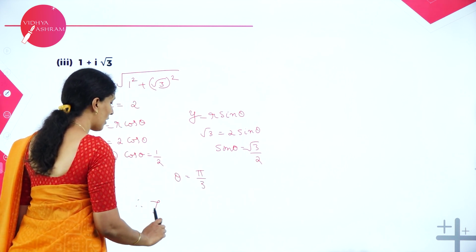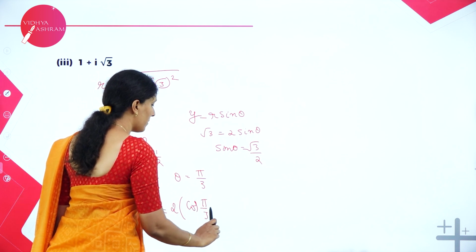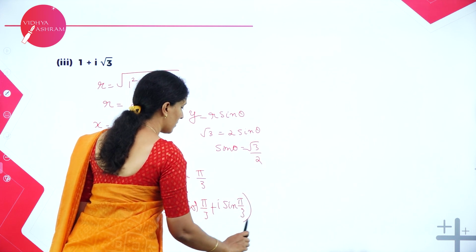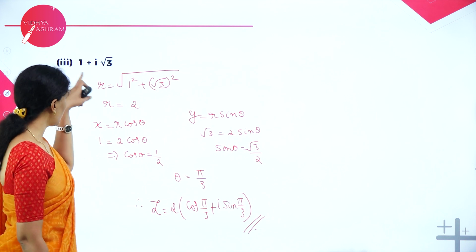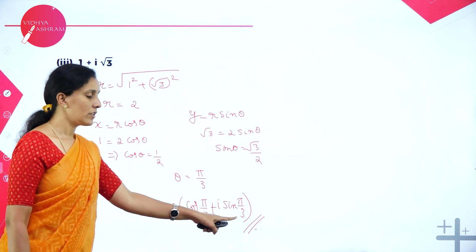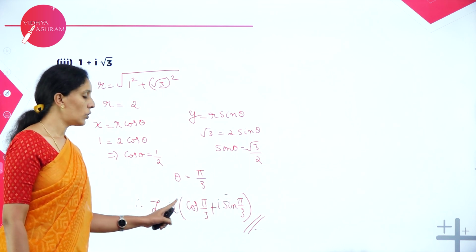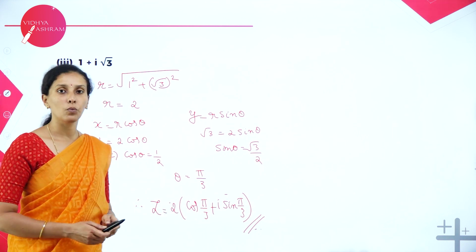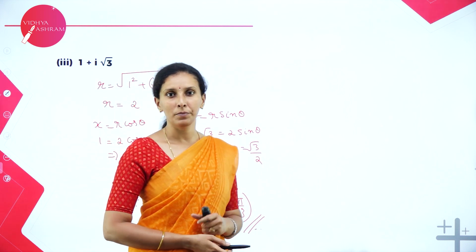And hence the polar form is 2 into cos pi by 3 plus i sin pi by 3. If you want to verify whether they are equivalent, we know cos pi by 3 is 1 by 2 and sin pi by 3 is root 3 by 2. So here 1 by 2 plus i root 3 by 2, and the 2 multiplies with the 2 and cancels. We will get back the same result as 1 plus i root 3. So this is how we convert the complex form into polar form.